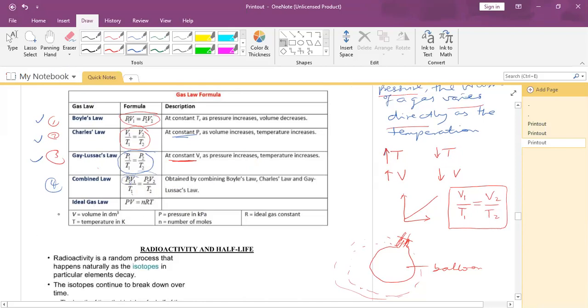Okay. They have something called the ideal gas law. It's difficult to find ideal gases. But this is the formula for what we call ideal gas. PV equals nRT, but don't worry yourself too much with this. For this test, not too much needed. Important is the first three and the scenarios. Okay. All right, so this should be enough for the gases. Any questions on the gas laws?